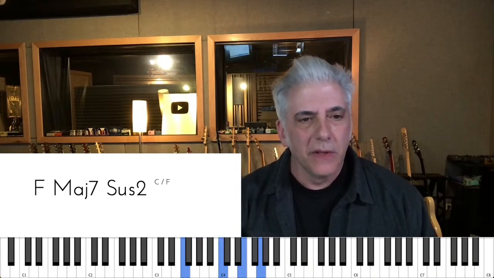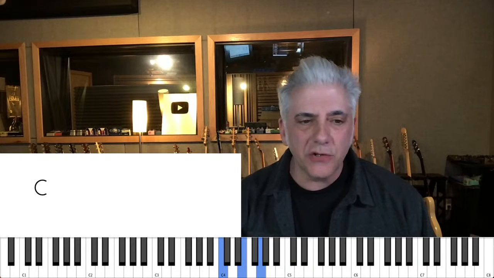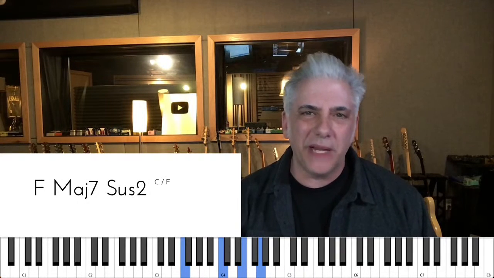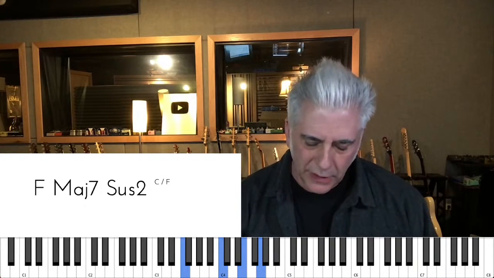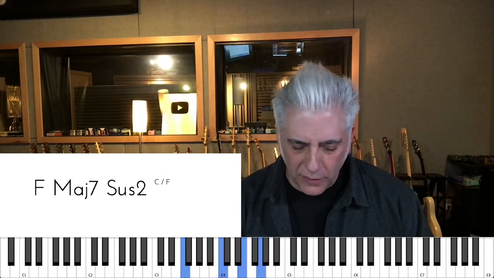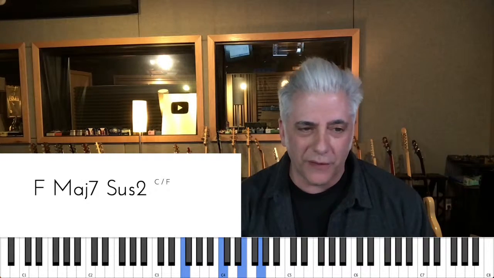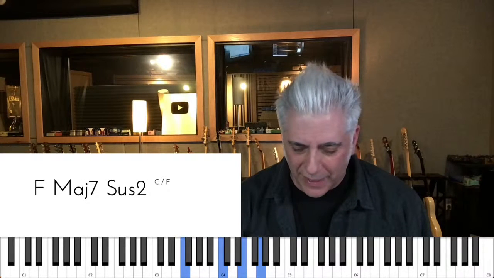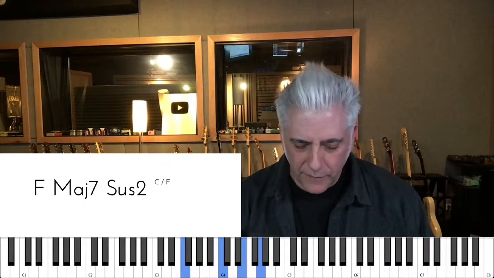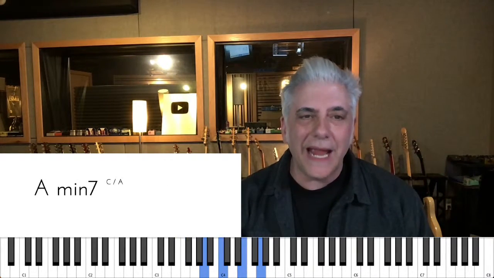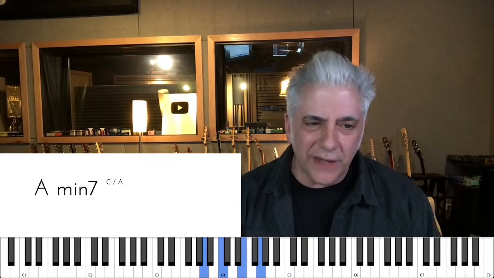Then right here, this would be C major over F, and this says F major 7 sus 2. The reason it says sus 2 is because there's no A in the chord. If there's an A in the chord, well, it wouldn't be C major over F. There is no third in that chord, but it's really C over F, even though that name isn't quite right there. This would be C over A, and it says A minor 7. But you see that right there.